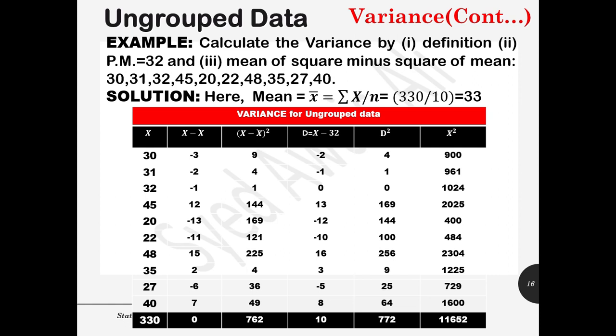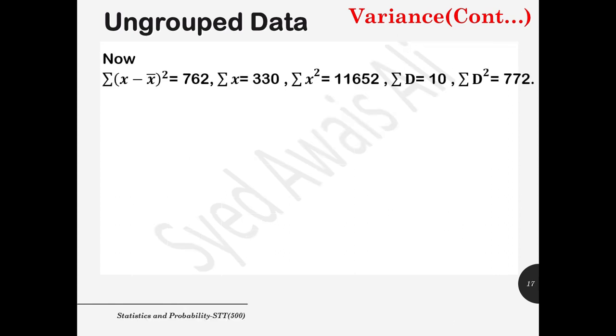That is 772 here. Then we have to find square of this column. 30 square will be 900, 31 square will be 961. Then we have to complete this table, and summation x square is 11652. So values of sum are here, and we have to put all the values in our formula.